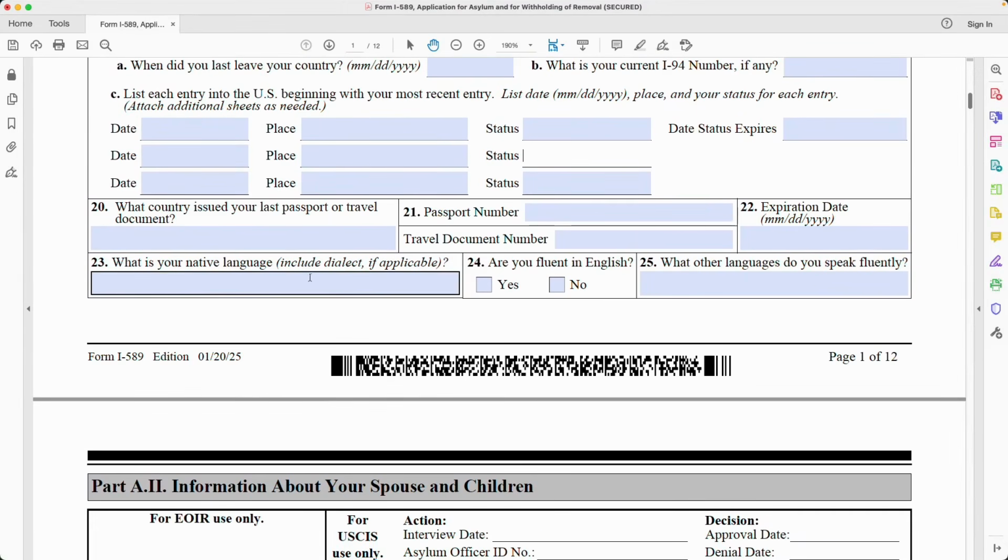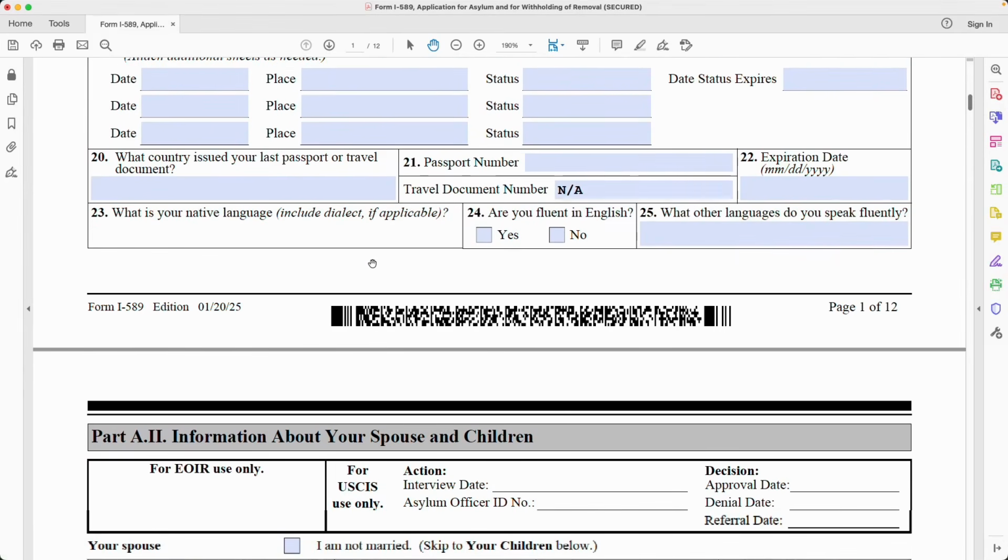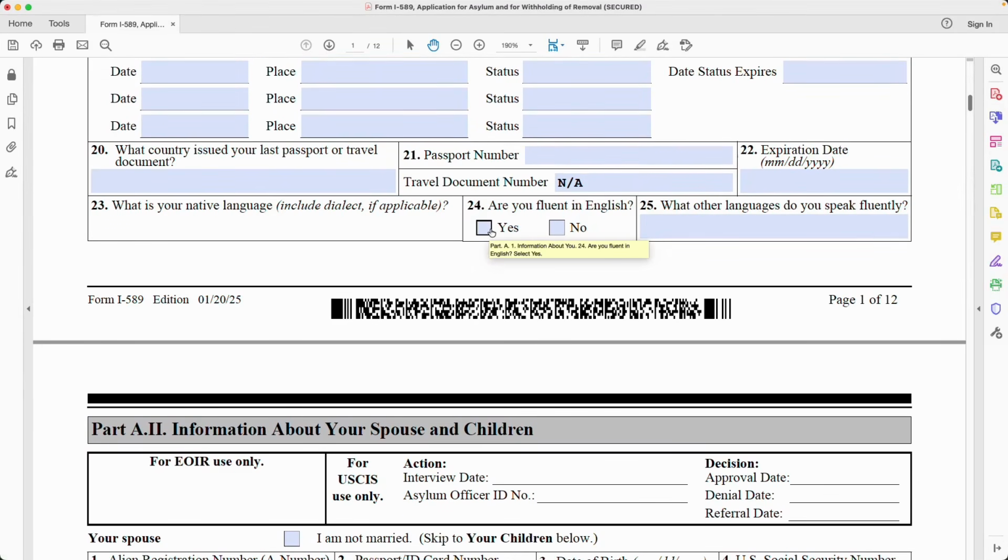For questions 20, 21, and 22, include information about your passport if you have one. Most people do not have a travel document. If you do not, you can type again N/A. For question 23, write your native language. For question 24, select yes if you speak English fluently and no if you do not. For question 25, write the names of any other languages that you speak fluently.